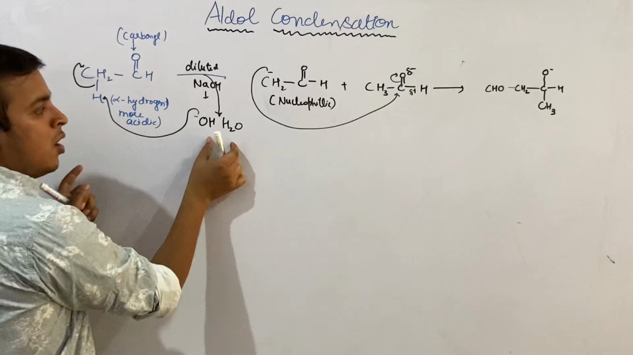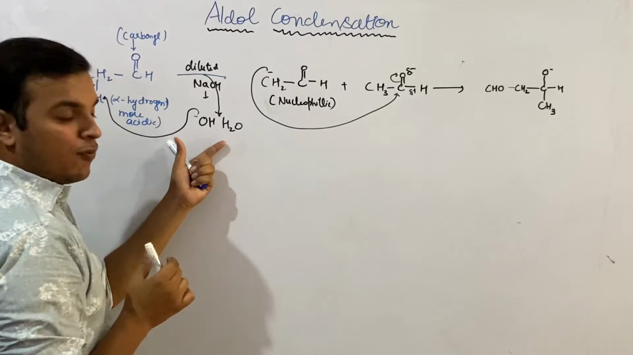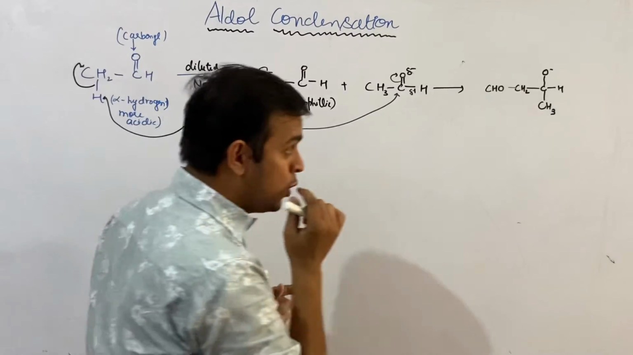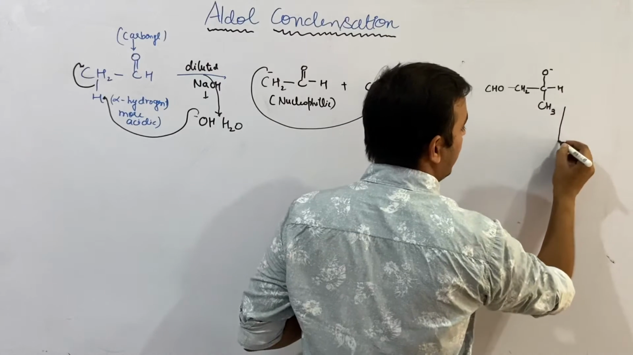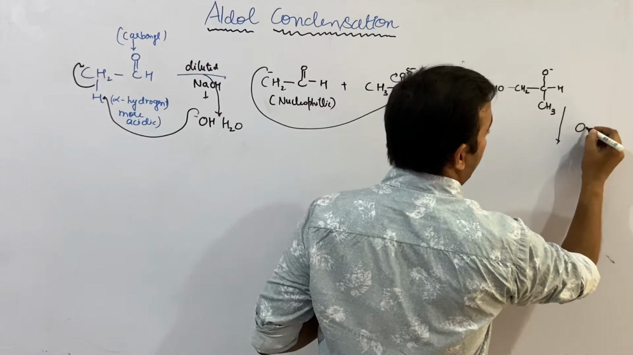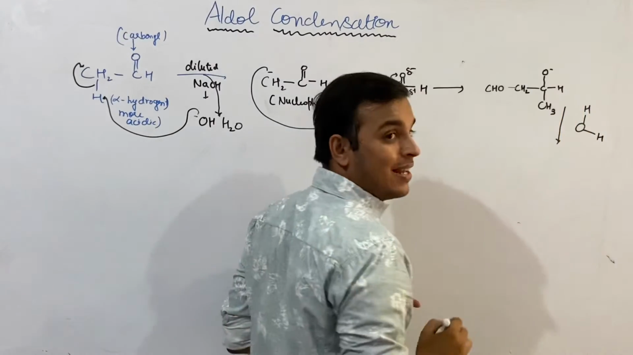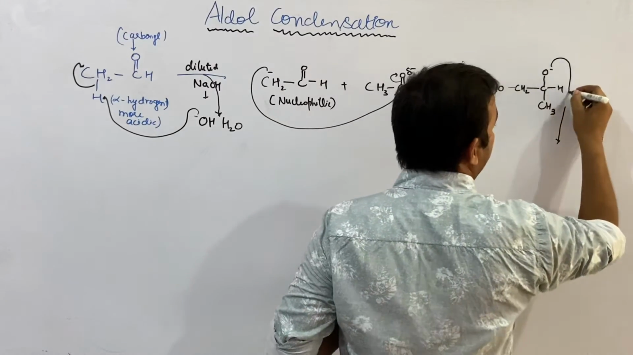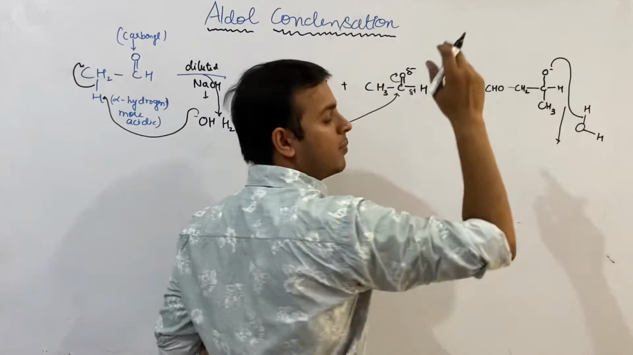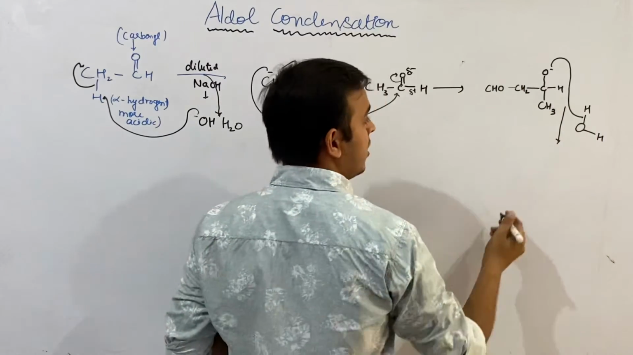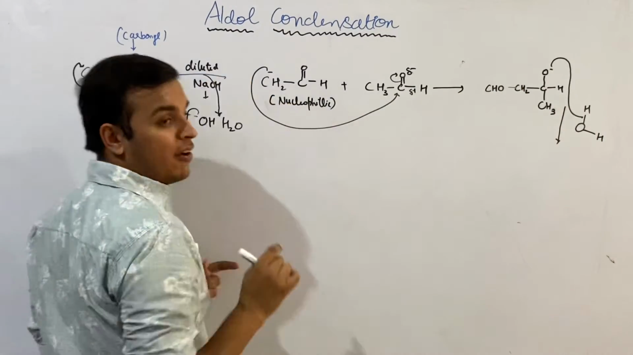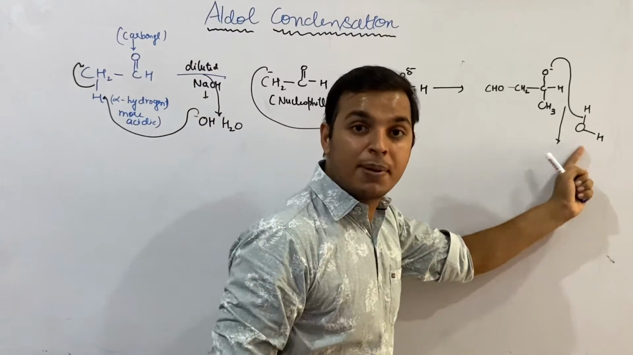OH bonded to H, hydrogen and OH will form a water molecule. So from the water molecule, this is my water molecule. This O minus will abstract again an H plus ion from the water molecule. Okay, so that's why we need it diluted. If it's not diluted, the water molecule will not be present.